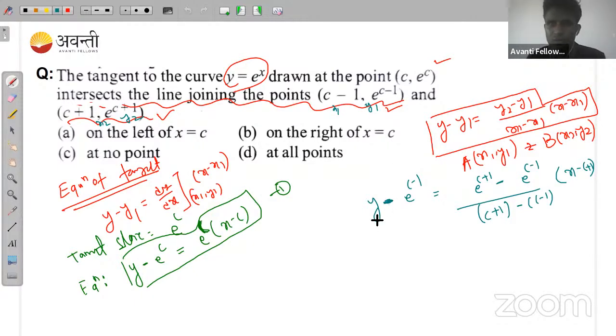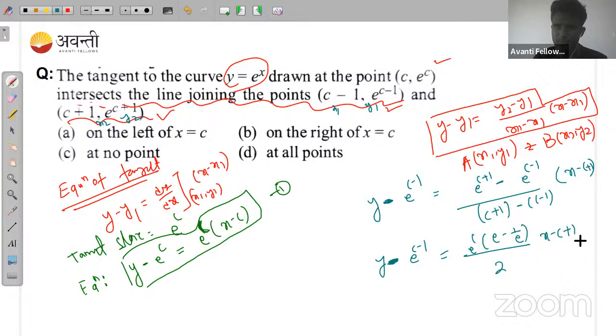Okay, so y minus e to the power c minus 1, and this is this. So now what you will do, you can simplify it. If you can simplify it, and you will be end up with what? E to the power c can be taken common. Okay, that is equal to y minus e to the power c minus 1 is equal to, यहाँ से क्या हो जाएगा? That is equal to c cancel हो जाएगा. That will be 2. And if you take e to the power c common, that will be e minus 1 by e to x minus e plus 1.